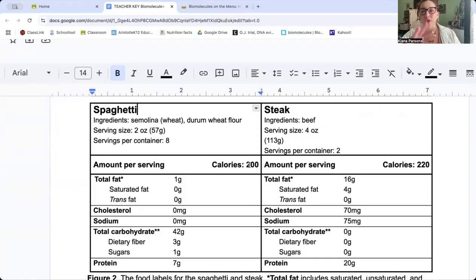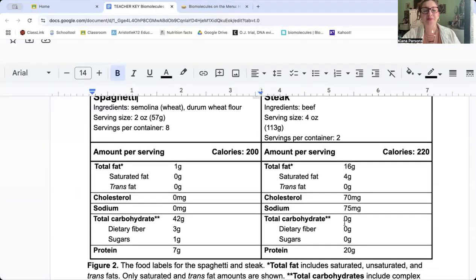But we can see the calories are roughly the same, 200 calories in 2 ounces of spaghetti. But for 4 ounces of steak, you get about the same amount of calories, 220 calories.